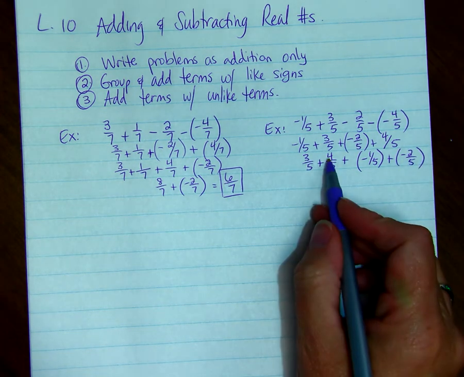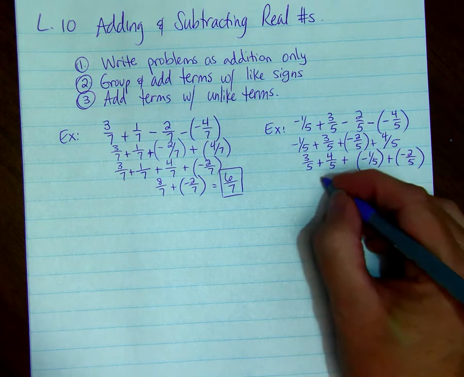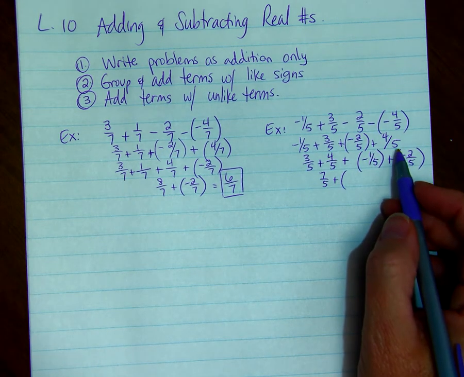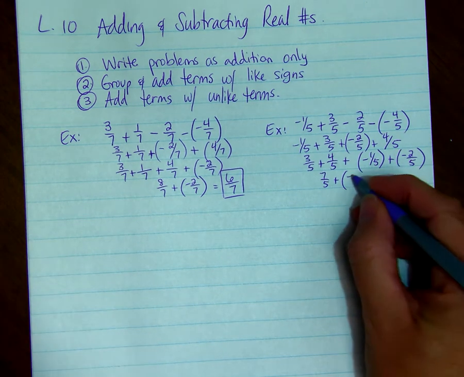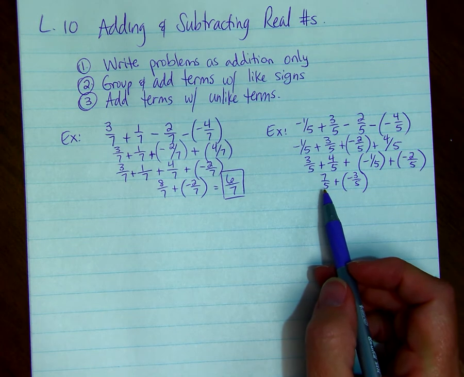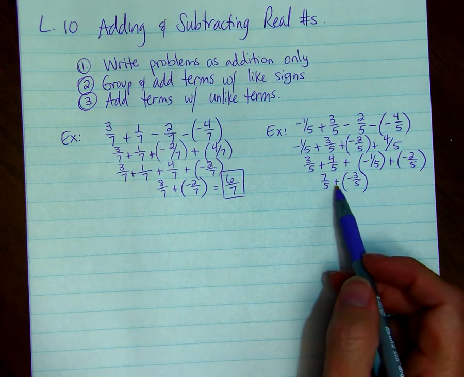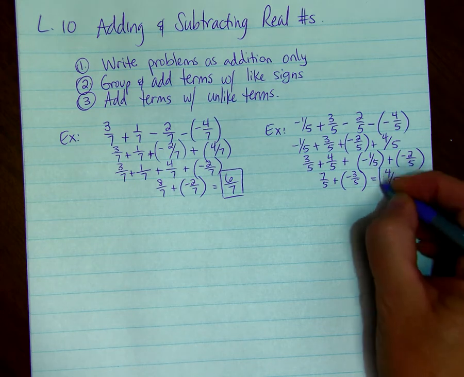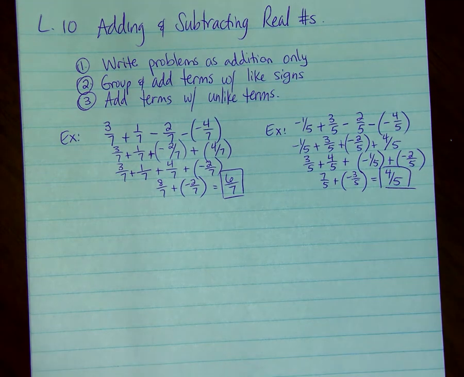We'll add the ones with like terms, so we have 7/5 plus, and we add the ones with negative terms, which is negative 3/5. Then we add the two with unlike terms. 7 plus a negative 3 is a positive 4/5, and that would be your answer.